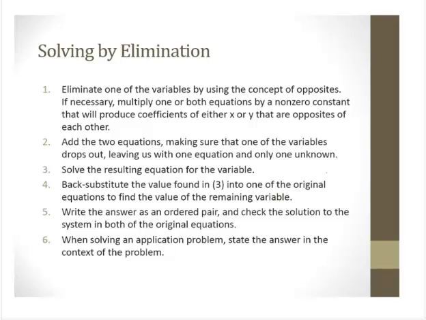We will then add the two equations, making sure that one of the variables eliminates or drops out, leaving us with one equation and one unknown. We'll solve the resulting equation for the variable. And then we will back substitute the value found in step 3 into one of the original equations to find the value for the remaining variable. Again, we'll write the solution as an ordered pair, check the solution in both of the original equations, and of course when solving an application problem, we'll state the answer in the context of the problem.